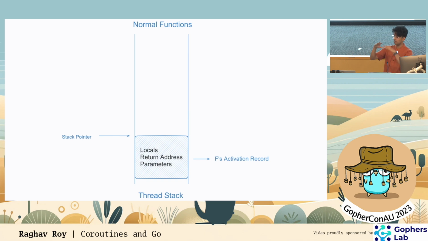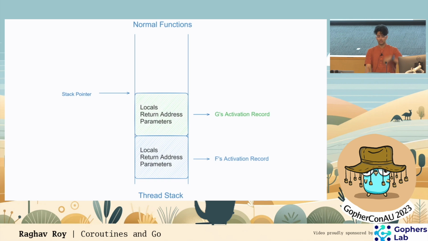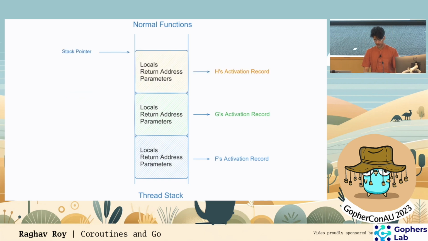You have your stack where you have the activation record of your function, which means it has all the locals, the return addresses, the parameters, and your stack pointer points to the topmost frame. As it calls more and more subroutines, the stack grows upwards and the stack pointer moves with it. Now, how would you want to implement a coroutine in this sort of paradigm?